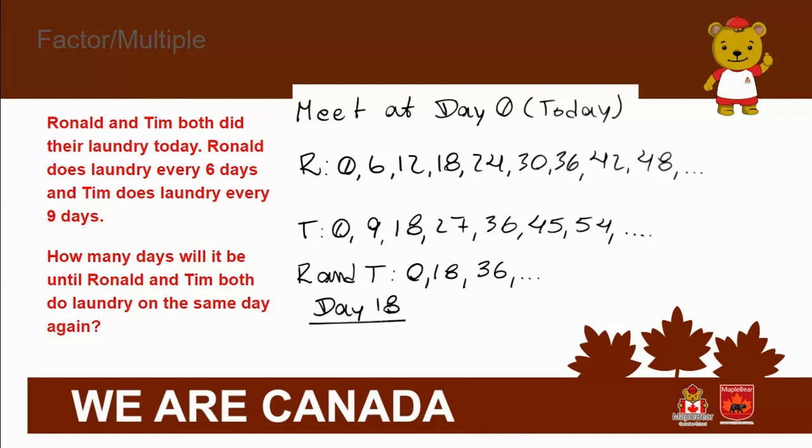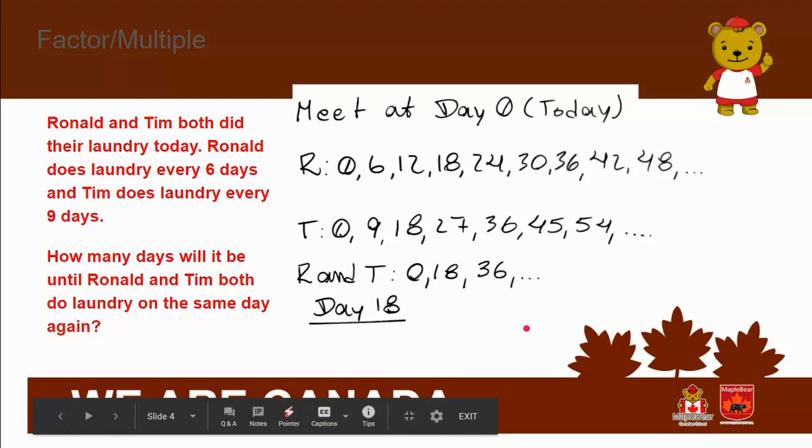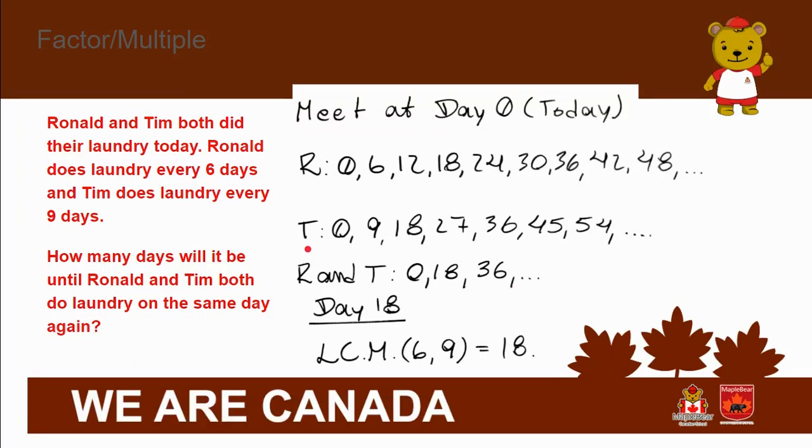I don't want to know when they're going to keep doing that forever and ever. Someday they're going to meet eventually, and I can keep going with that list forever. What I just did was make a list of the multiples of 6 and the multiples of 9. The common ones, the multiples that represent Ronald and Tim, are the common multiples. And I want to know which one is going to be the least one.